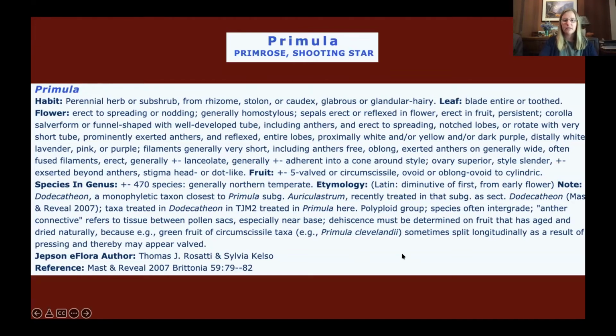And then another thing that's really handy with reading these descriptions is that sometimes there's specific terminology to a certain group. So anther connective is an important term when you're looking at this structure that fuses all of the anthers together, and that's kind of an unusual structure. Sometimes those unique words or terminology will be used in a specific key, and it'll almost always be defined within the description of that clade or that group. So it's always another good reason to read the descriptions.